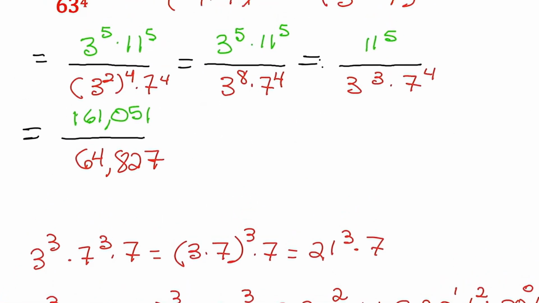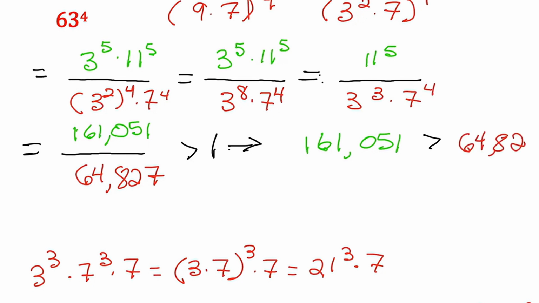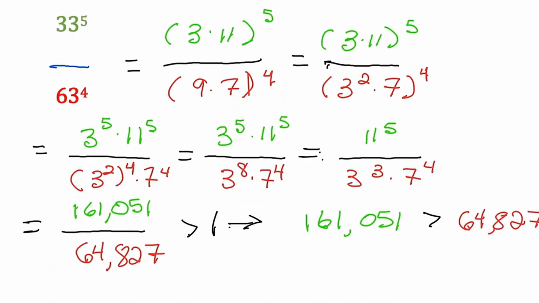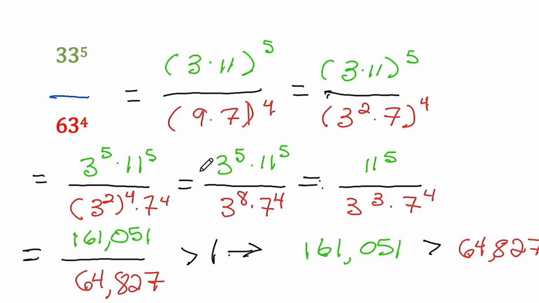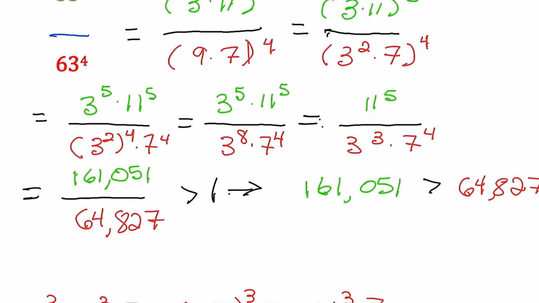Because the numerator is greater than the denominator, and they're both positive, the result of this division would be greater than 1. Therefore, 161,051 is greater than 64,827. And if we were to multiply top and bottom by the 3 to the 5th power that we had reduced by here, since that's positive, that will keep the inequality going in the same direction.